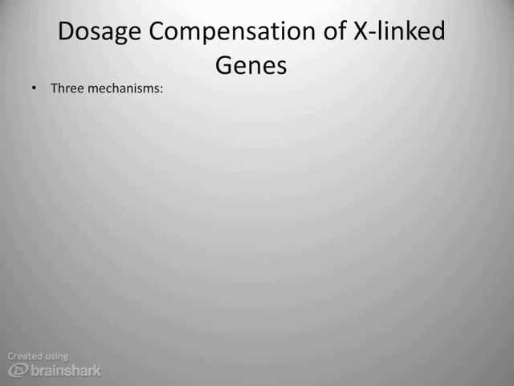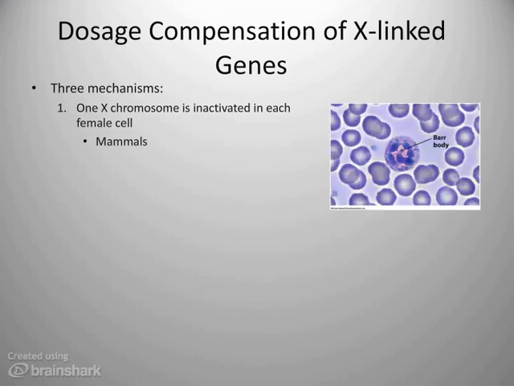Well, there are 3 possible mechanisms for dealing with this issue, each of which makes sure that all individuals have the proper number of active X-linked genes, or genes located on the X chromosome. So the first mechanism, which is used in all mammals, is that 1 X chromosome is inactivated in each female cell. And this inactive X chromosome can be seen in stained cells from mammals as a condensed structure known as a Barr body. We'll get back to this in a moment.